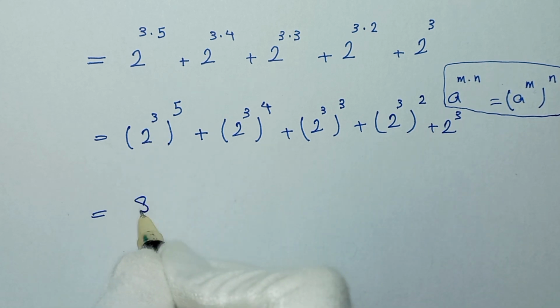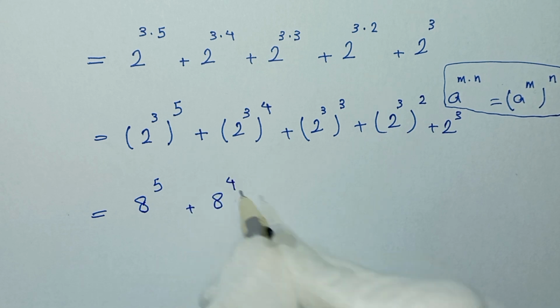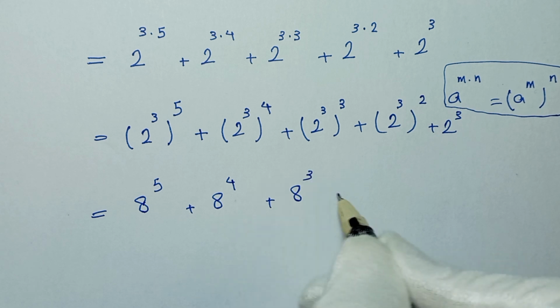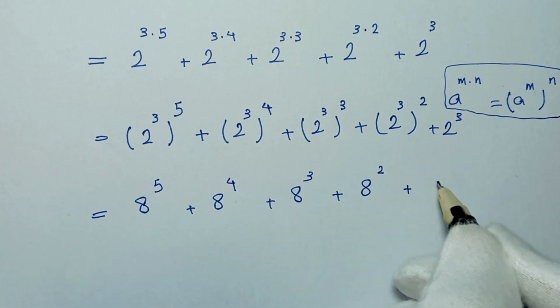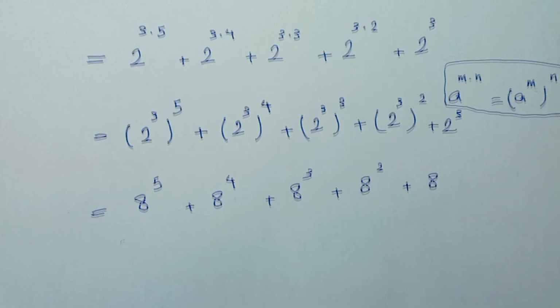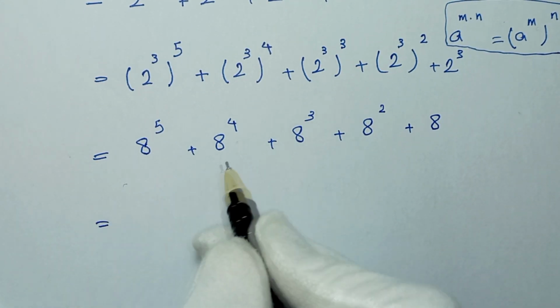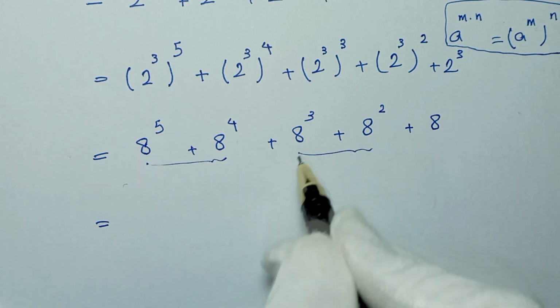So 8 to the power of 5 plus 8 to the power of 4 plus 8 to the power of 3 plus 8 to the power of 2 plus this 8. In the next step, we take these two parts together and these two parts together.